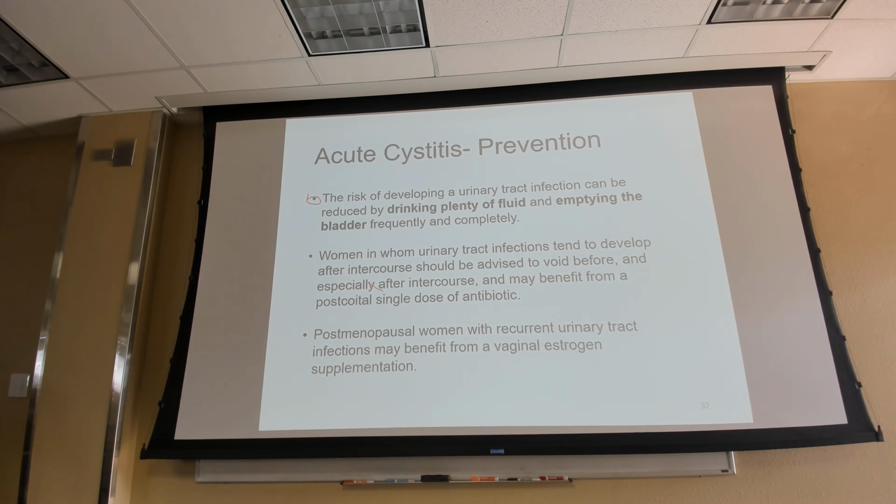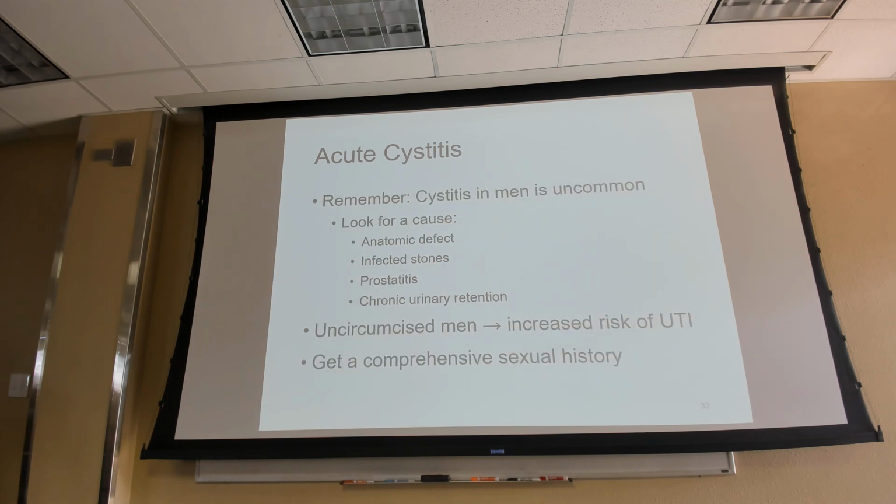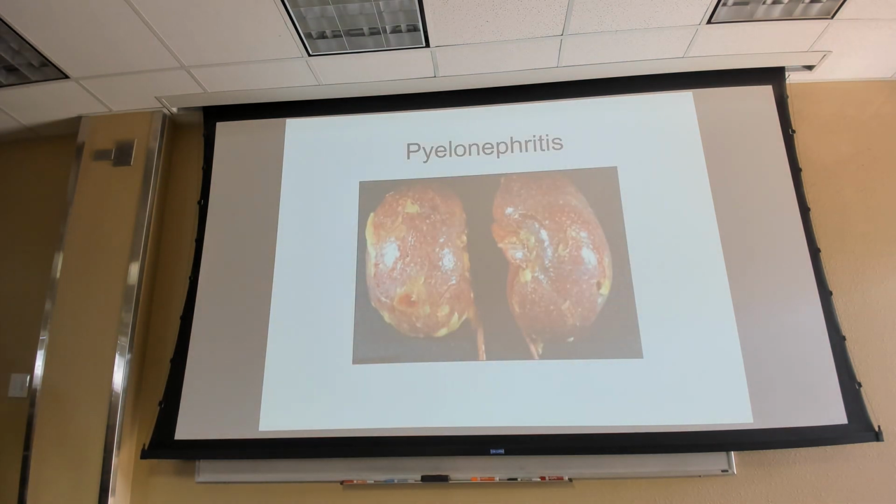All right. And then just remember, if you have cystitis in men, ask a good sexual history. Uncircumcised men technically have a slightly higher increased risk, but still that's not an anatomical reason enough to explain away a UTI. So just do some further investigation, see if you can get to the bottom of what's going on. Okay. Any questions about cystitis? Okay. Good.